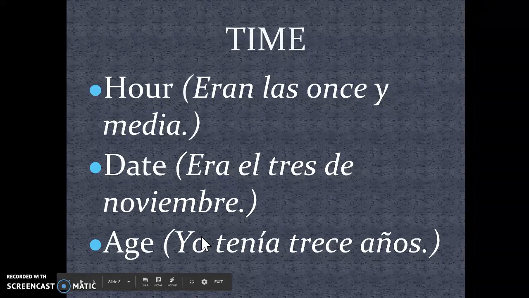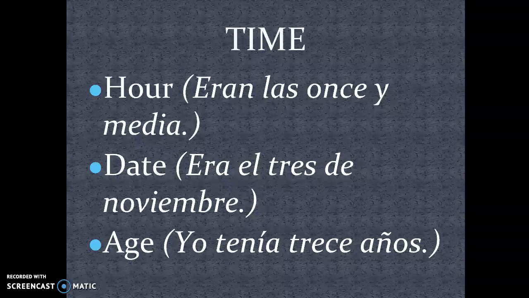Moving on to time, we're talking about a few different things here. We have the hour, por ejemplo, eran las 11:30. The date, because technically, at least the calendar days and months are cyclical, they do repeat themselves. Era el 3 de noviembre.